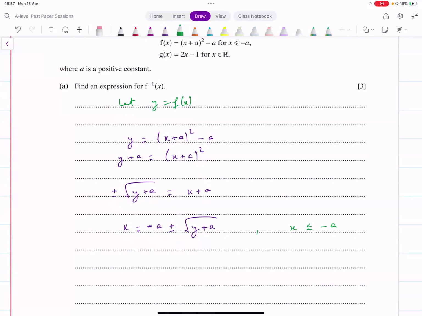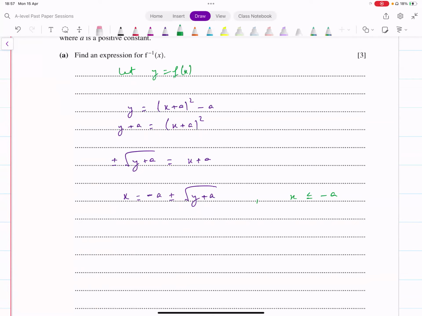Now, using that domain, you need to decide whether to use plus here or minus here. The domain says x has to be less than or equal to minus a. How are you going to get values that are less than or equal to minus a? Are we going to get them using a plus sign or a minus sign? If we want something less than minus a, we'll have to subtract something from minus a to get a smaller value. So we need to have a negative sign here. That becomes x equals minus a minus square root of y plus a. So the sign has to be negative.